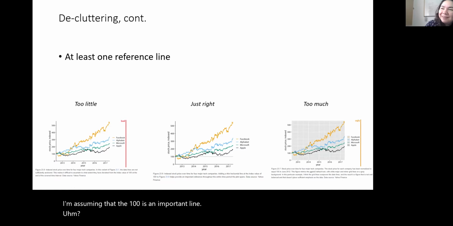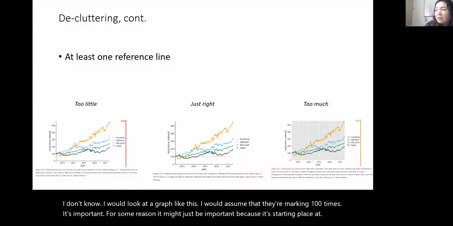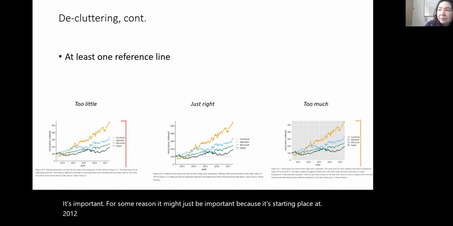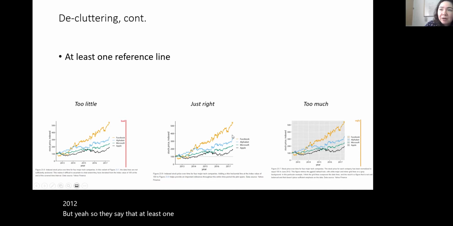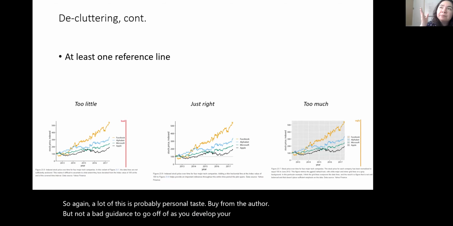I don't know. When looking at a graph like this, I would assume that they're marking 100 because it's important for some reason. And it might just be important because it's the starting place at 2012. But yeah, so they say that at least one reference line is good enough. So again, a lot of this is probably personal taste from the author, but not a bad guidance to go off of as you develop your own sensibilities about what is too much, what is too little, and what is just right.